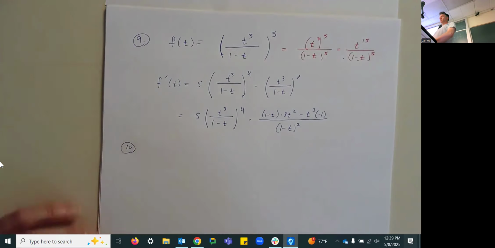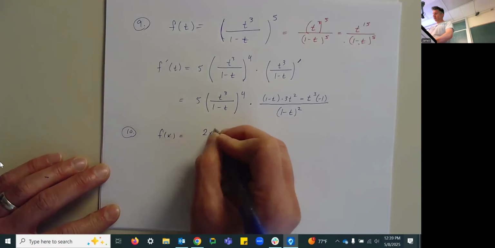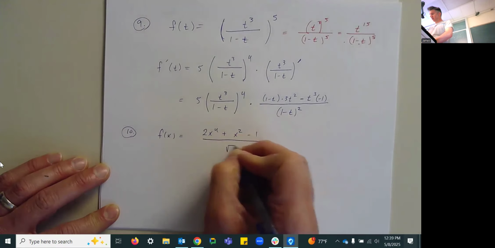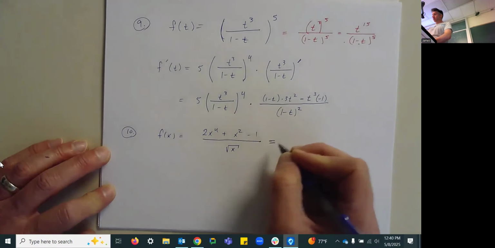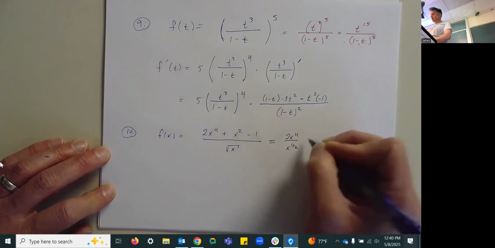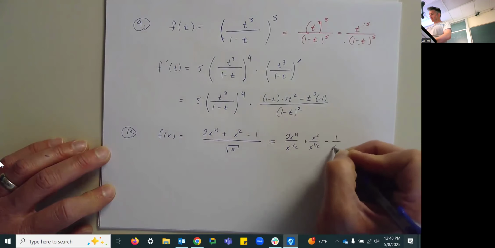Their function, and we've kind of talked about this before, but let me remind you, their function was something like 2x to the fourth plus x squared minus 1 divided by the square root of x. And sure, you could totally use the quotient rule here, but you shouldn't, because you can much more easily just divide each term by x to the 1/2. So it really pays to simplify this as 2x to the fourth over x to the 1/2 plus x squared over x to the 1/2 minus 1 over x to the 1/2.